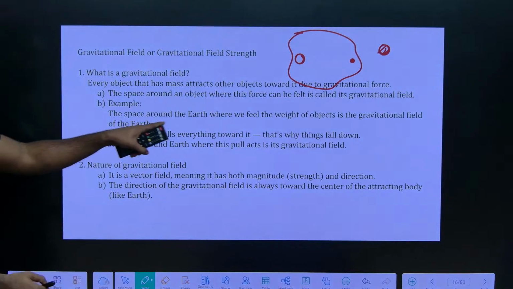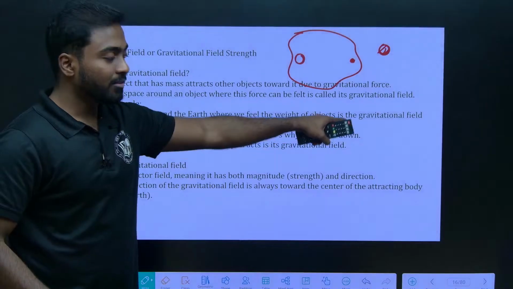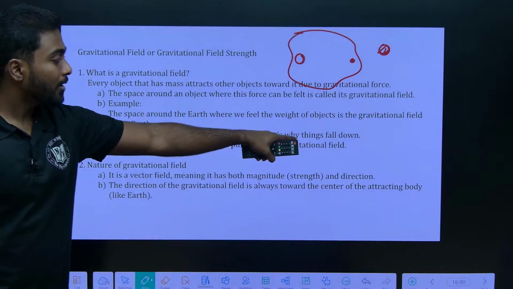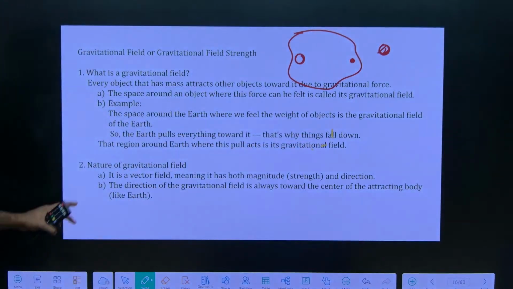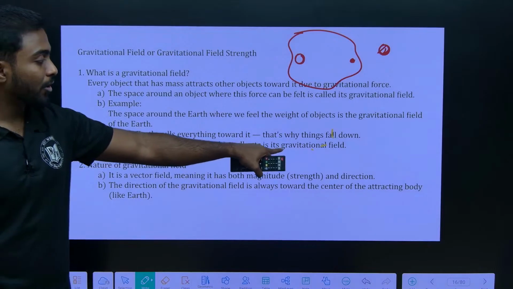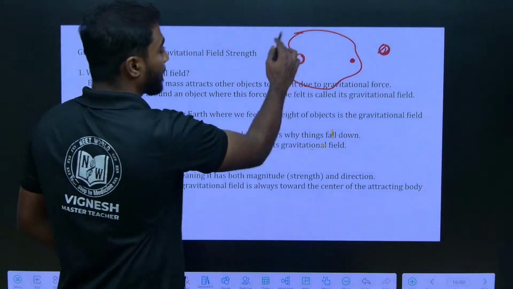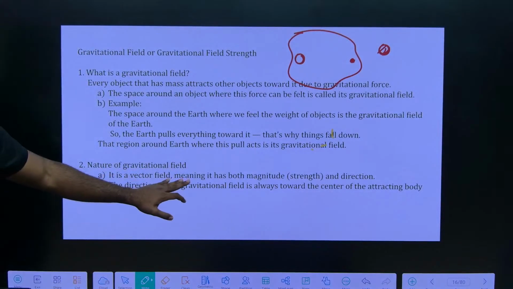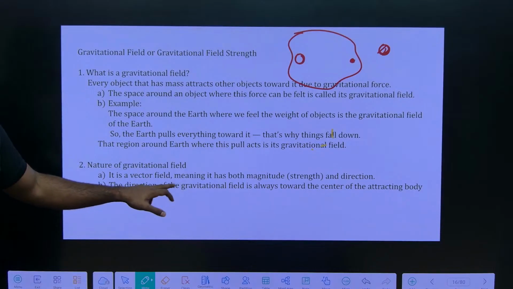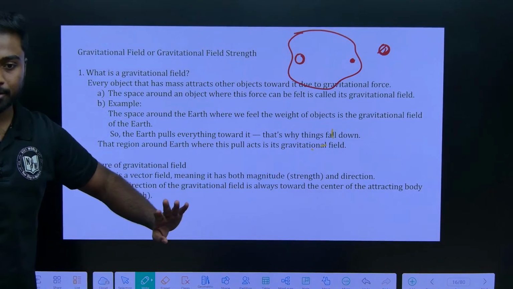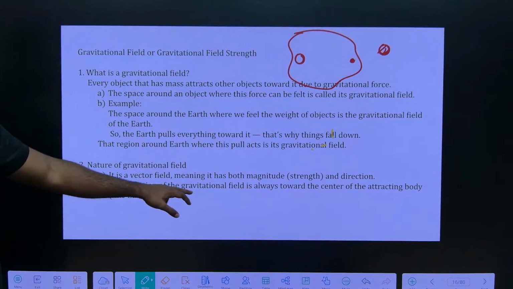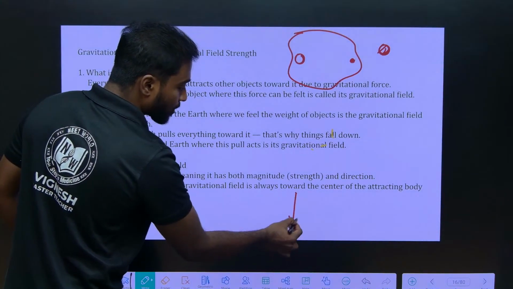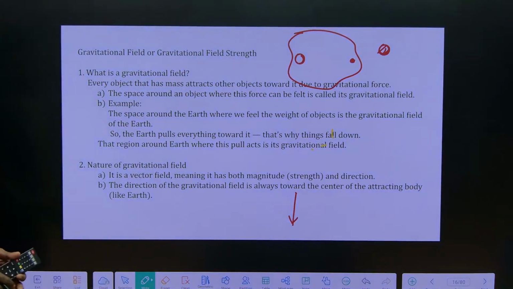So for example, the space around the earth where we feel the weight of an object is the gravitational field. The earth pulls everything towards it. That's why things fall down. The region around the earth where this pull acts is called a gravitational field. So we have taken a simple example and concluded that, right? Now the nature of the gravitational field: it is a vector field, meaning it has both magnitude and direction. The direction of the gravitational field is always towards the center. So it will be towards down, towards the center.